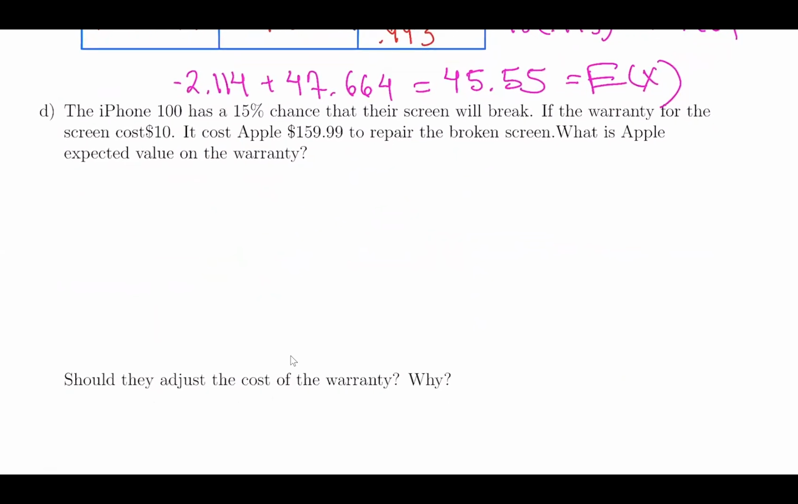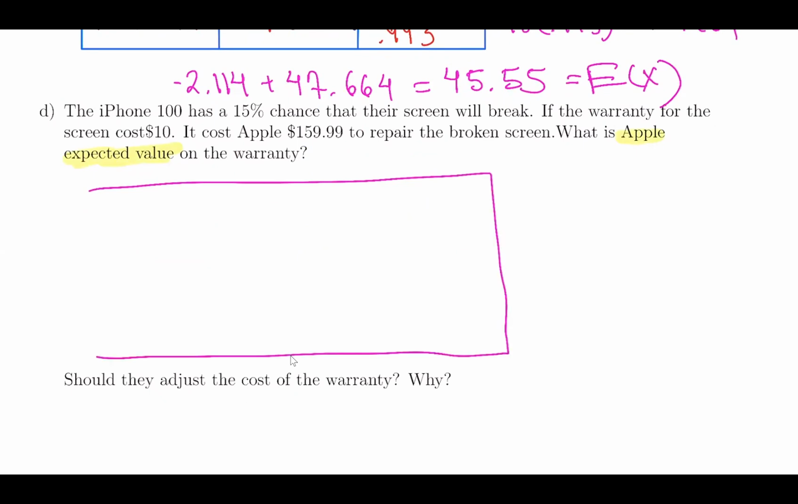So for part D, it's a different problem, but same concept. So for this one says the iPhone 100 has a 15% chance that their screen will break. If the warranty for the screen costs $10, it costs Apple $159.99 to repair the broken screen. What is Apple's expected value on the warranty? So same thing, if you look at it, it says expected value, and we're doing this for Apple.